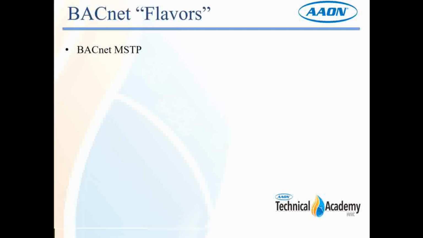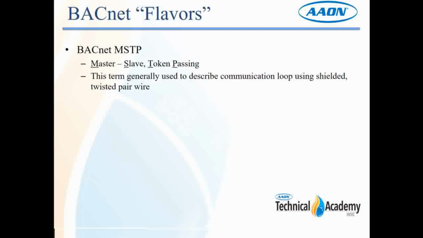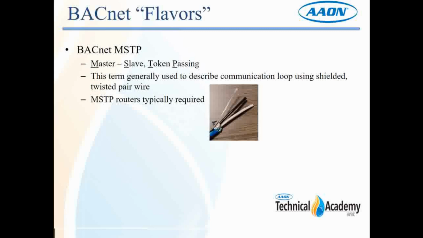Currently, there's the BACnet MSTP, which is an RS-485 method of communications. First off, MSTP stands for Master-Slave Token Passing. However, many people use this terminology to describe 18 gauge shielded twisted pair or twisted pair type communications. So this term generally is used to describe the communications loop using a shielded twisted pair wire. And there's a picture of that type of wire. Typically, you're going to require MSTP routers.